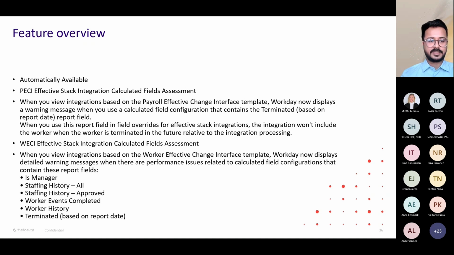The next is in Vici. When you view an integration based on Vici, Workday now displays a detailed warning message when there is a performance issue related to calculated fields configured on the report fields. Here are a few of the fields they have mentioned: manager, staffing history all, staffing history approved, worker events completed, and terminated based on report date.